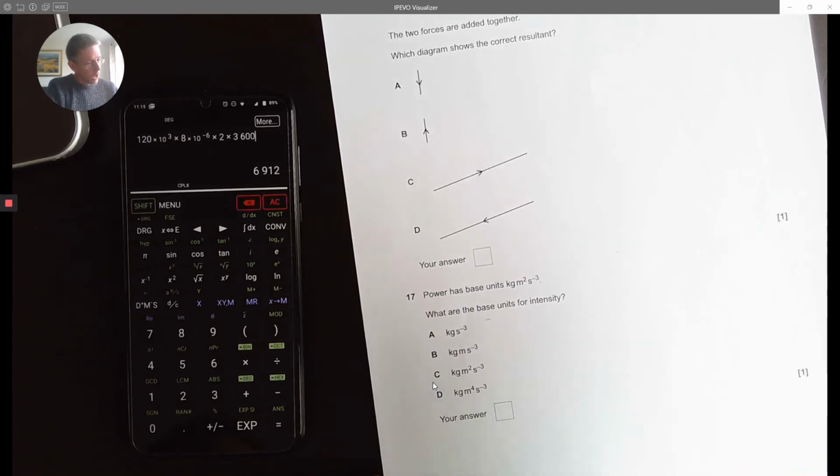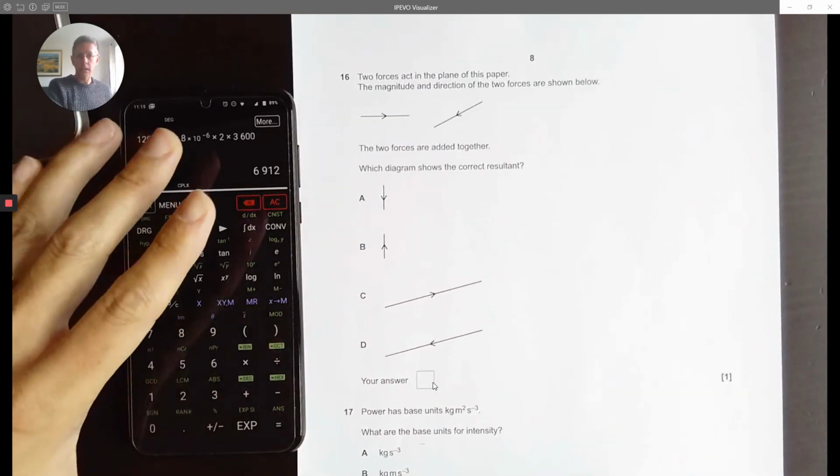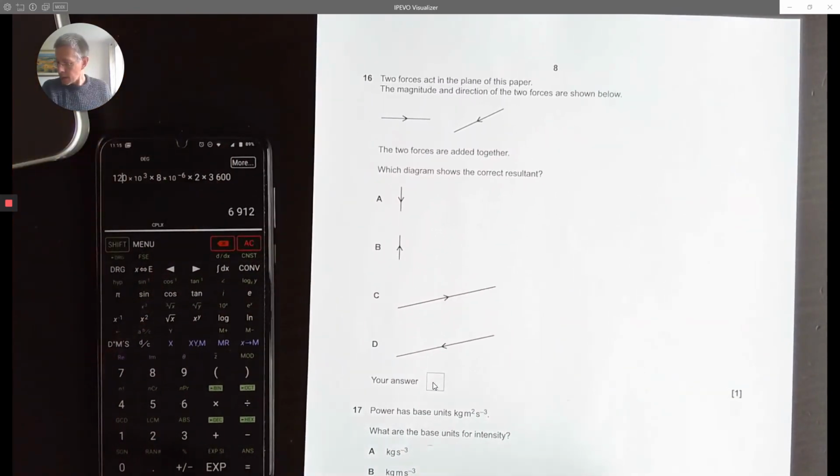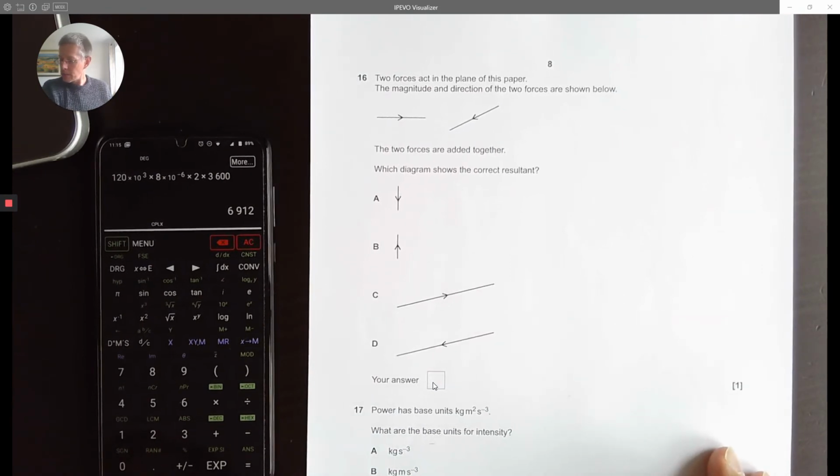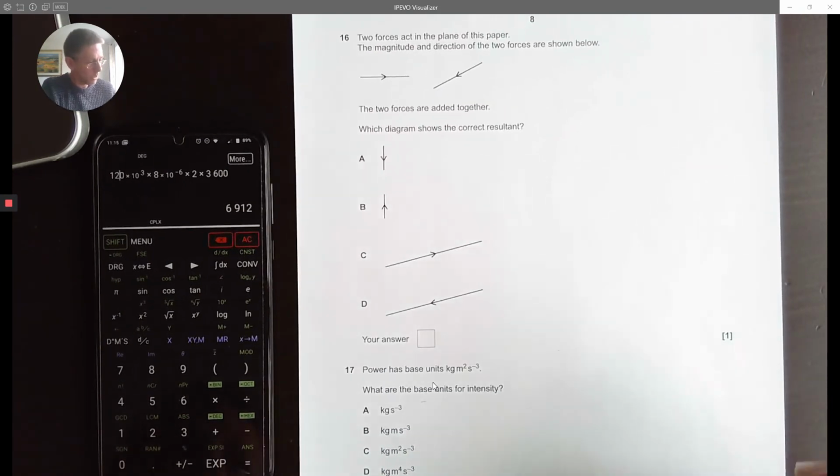Okay, question 16. Just keeping an eye on the time. We've had about 18 minutes, something like that, so we're going all right.